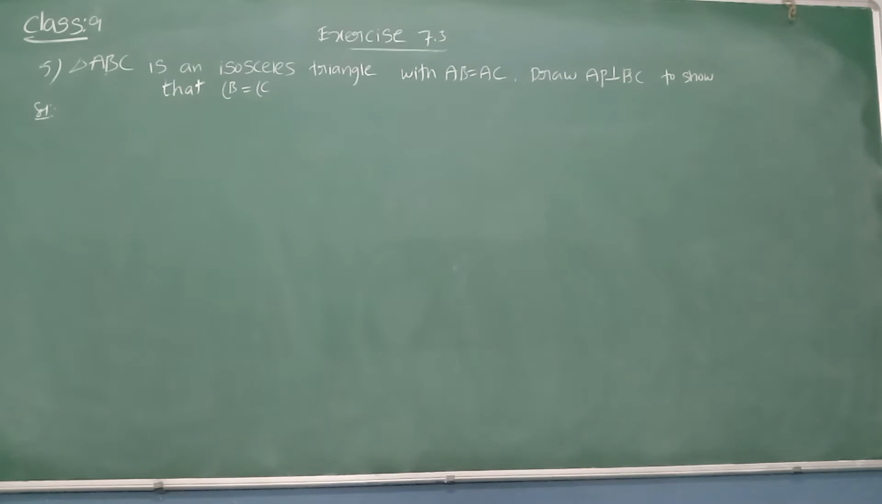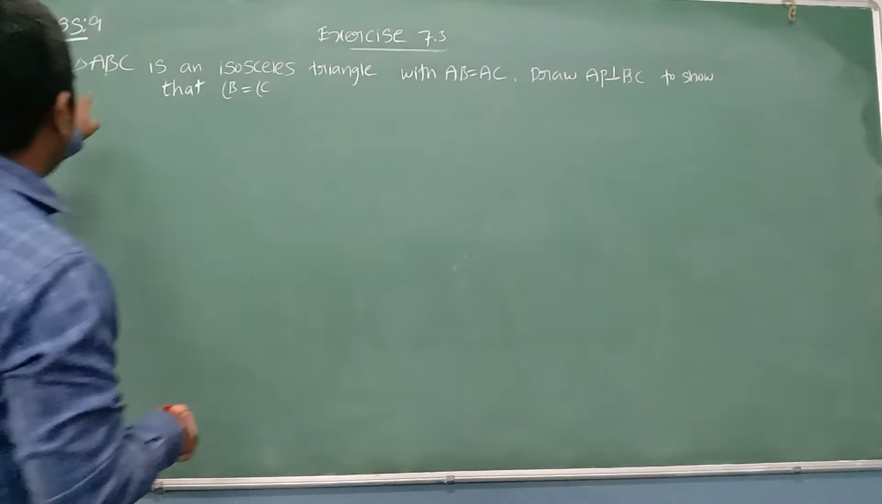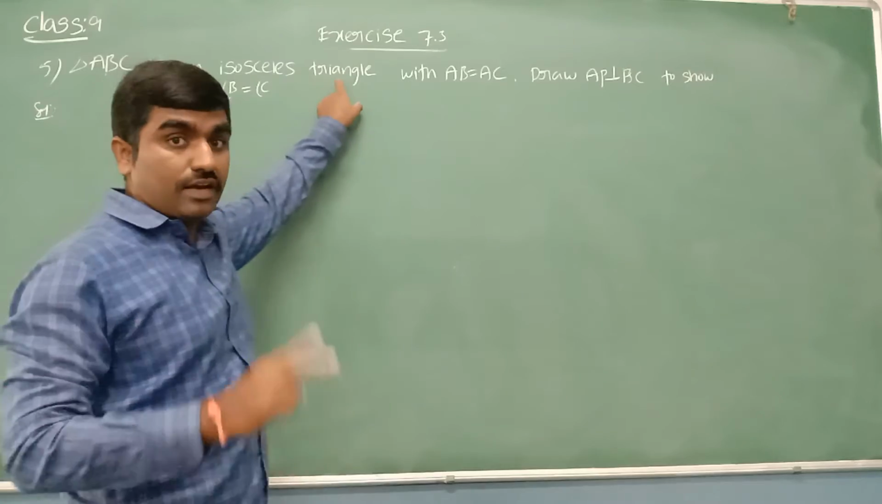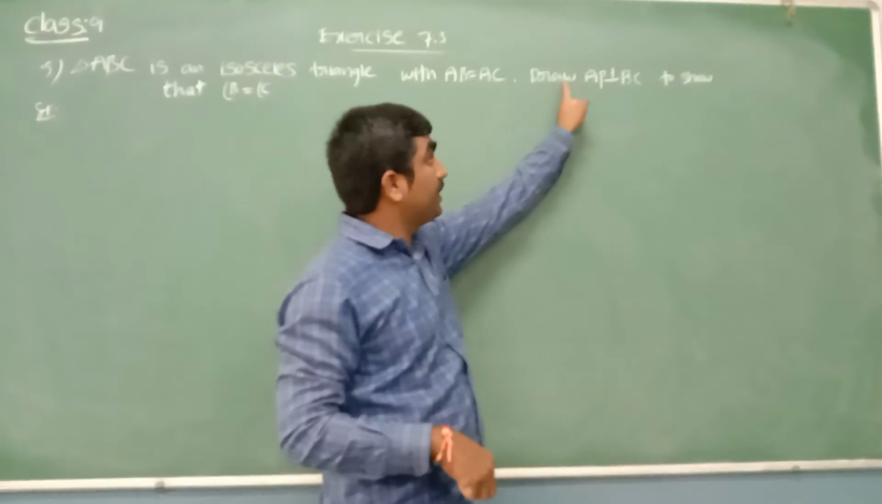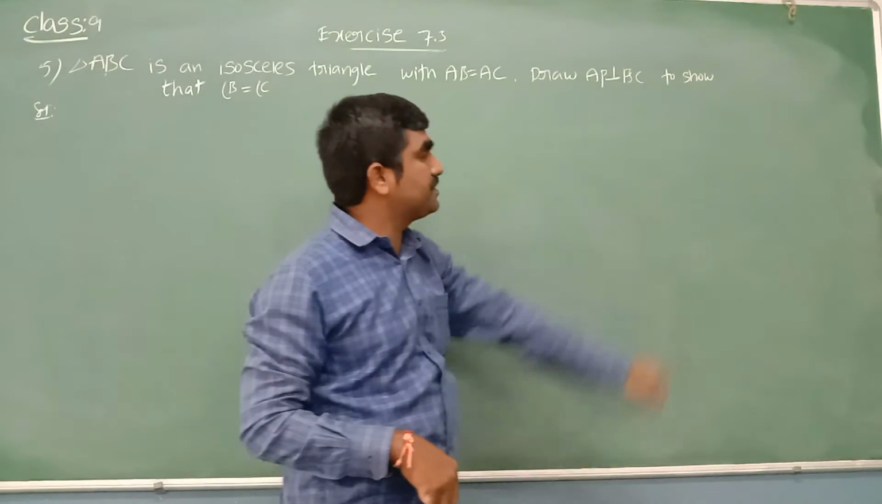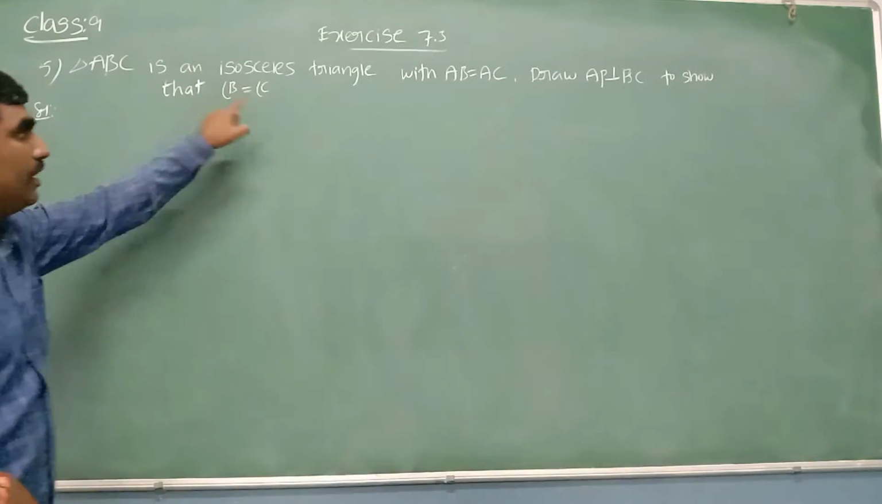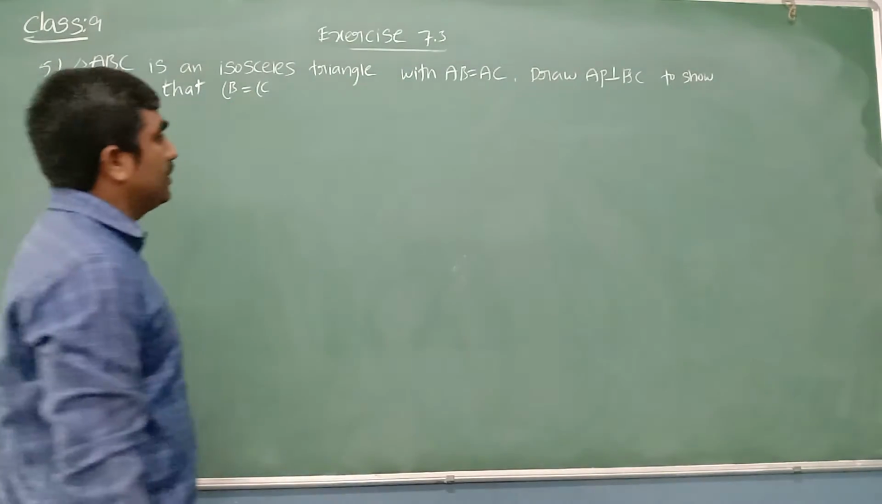Yes, let's see one more example. Triangle ABC is an isosceles triangle. Two sides are equal, which are AB equal to AC. And also they said to draw a perpendicular AP on BC to show that angle B equals angle C.